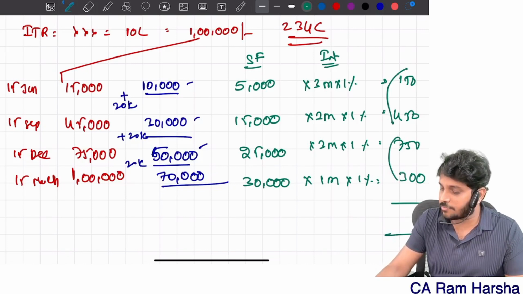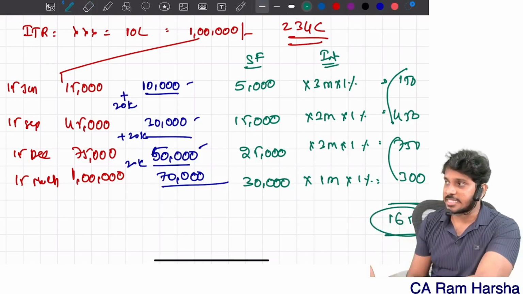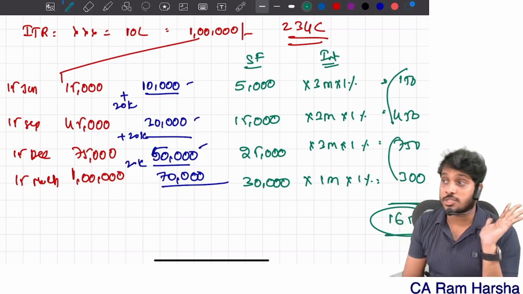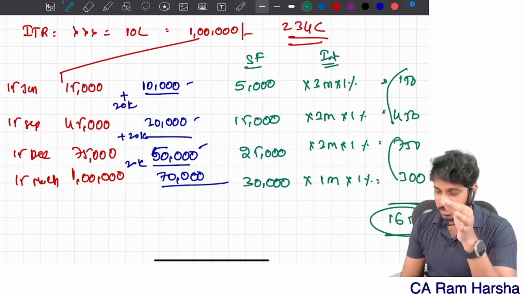What is the total interest under advance tax? 600 plus 1050, 1650. That's it. That is the interest computation. That's how you must do advance tax interest. Watch once again. You will understand the process. This is how you must do.